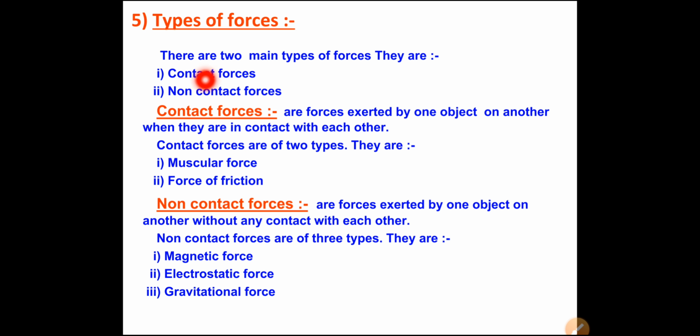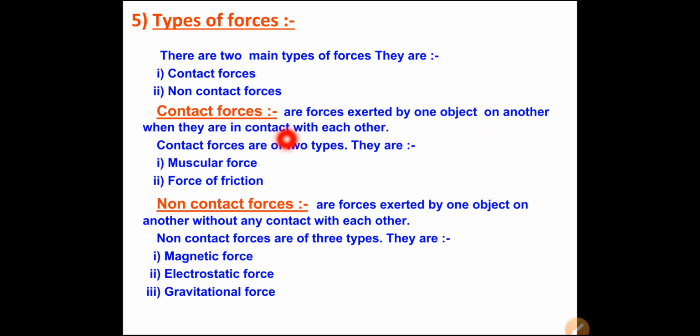So my dear students, two types of forces are given here: contact forces and non-contact forces. These are the two main types of forces. From the word contact forces you can understand there is a contact between the objects. Now see, what is a contact force? The forces which are exerted by an object on another object. If there are two objects, and one object exerts force on the other, it means they are in contact with each other.